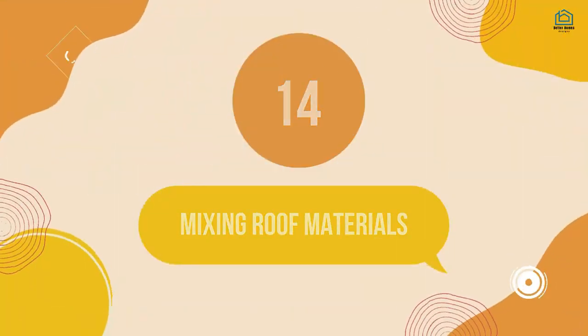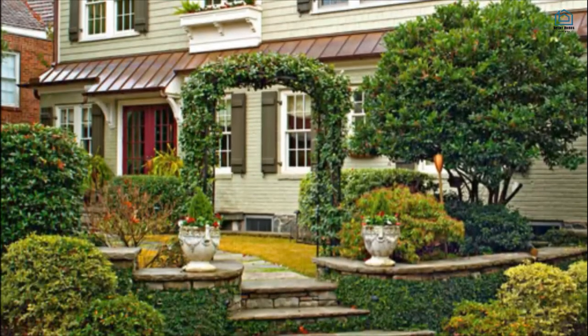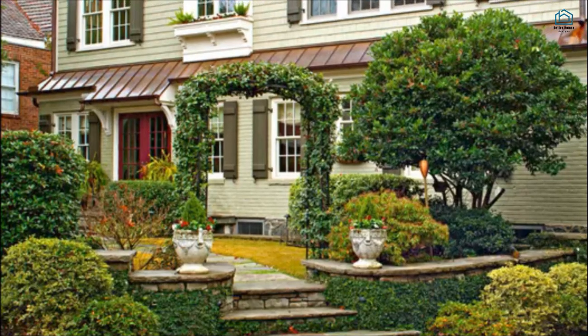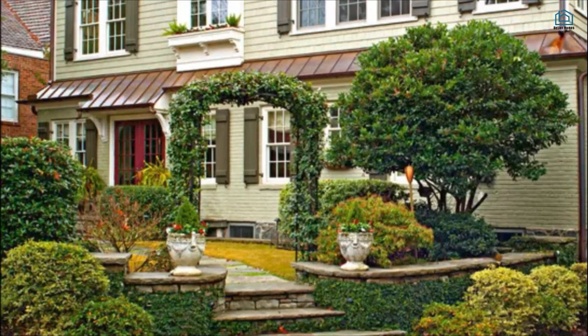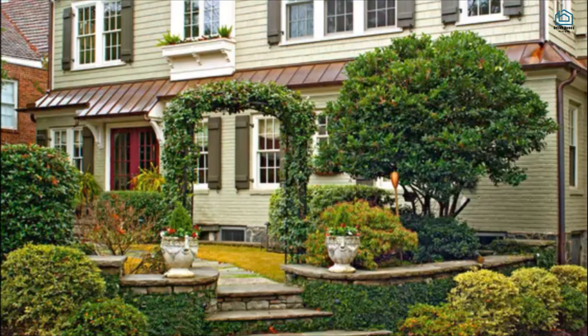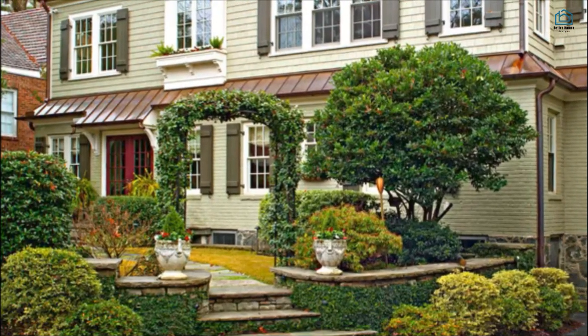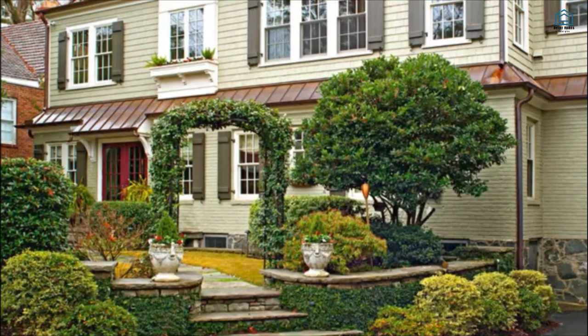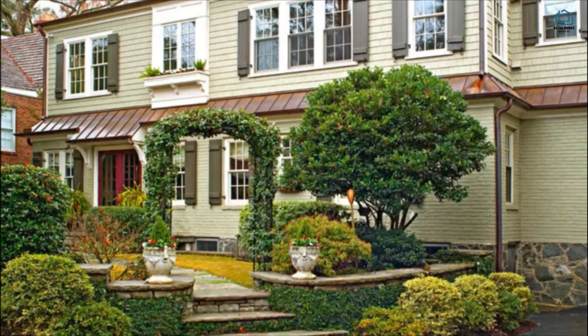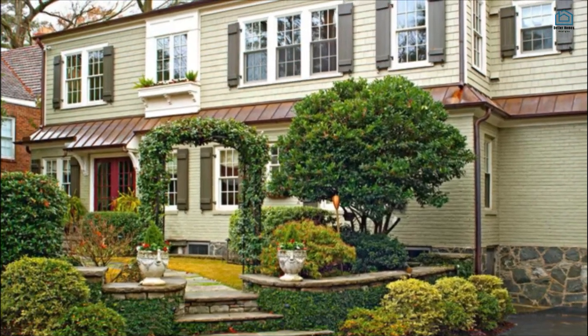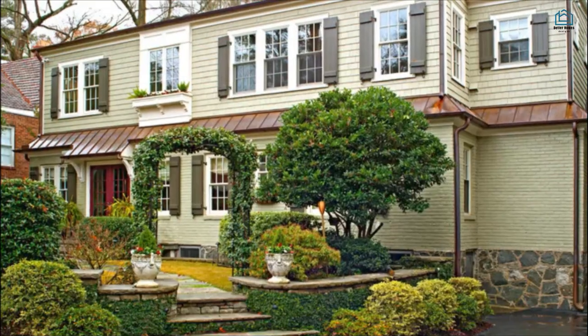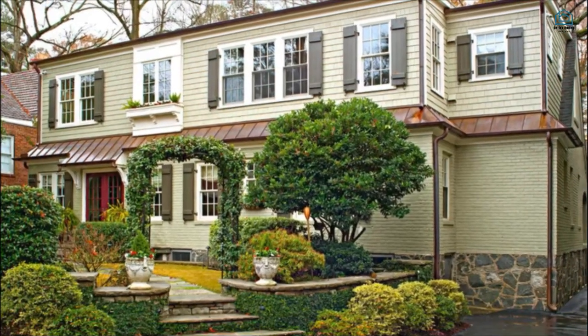14. Mixing roof materials. You don't have to stick to using a single roofing material, especially if the roof's style changes. On this home, white PVC roofing on the new upper-level addition provides energy savings and is only visible from above. The lower section utilizes metal roofing to maintain the home's original character, so it won't lose its charm.